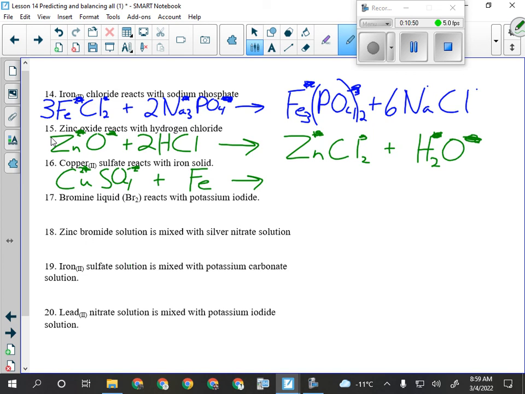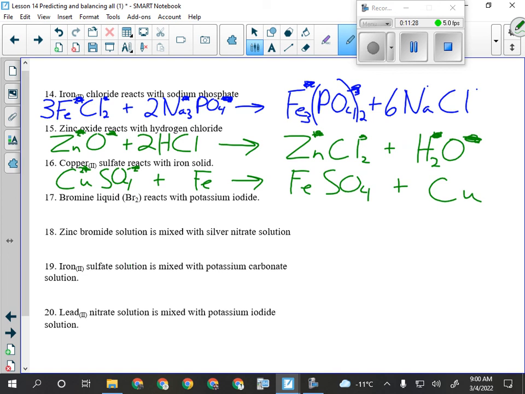Single replacement. Okay, so I'm going to have to swap the two metals. And so we're going to have Fe with SO4, and copper is going to wind up by itself. Okay, here's where the problem comes in. Iron can be a 2 or a 3, and I can't use what was on the reactant side to figure out which one it was. If this was FeCl3, I'd know. I'd be able to just look at it and go, oh, well, it's the Fe with the 3 plus charge. But it's not in a compound. It's in its element form and doesn't have a charge. So what do I do?